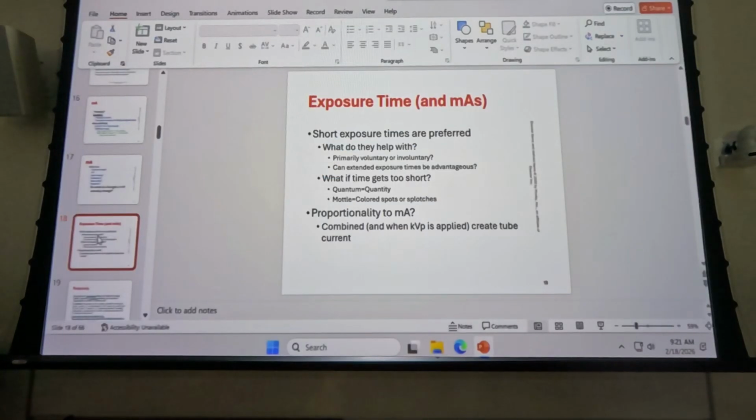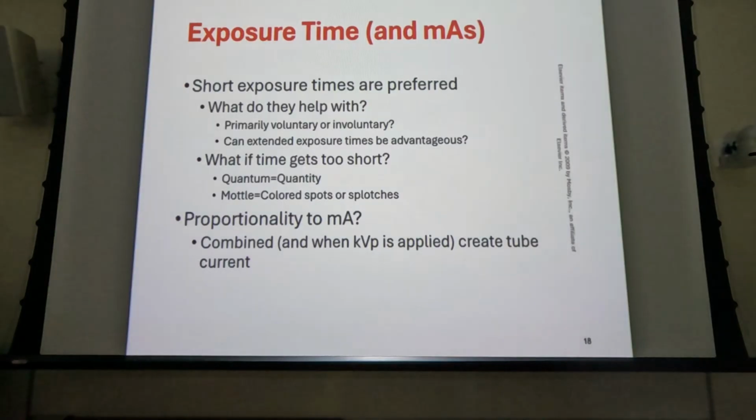Once we make the exposure, we press the exposure button, and then we finally get radiation creation. The electrons jump from cathode to anode for the time that we have set, right? So then we have mAs, and then there's the exposure time by itself.